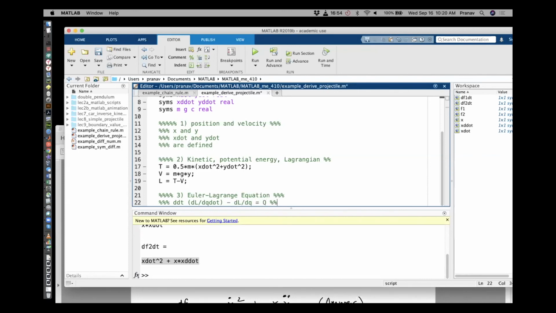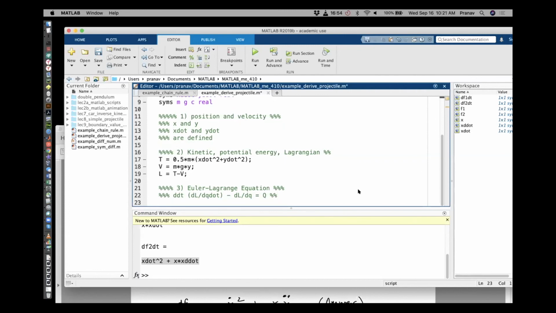Okay, so what I'm going to try to do now is take the formula I wrote down on paper and transfer it onto the computer. Since there are two variables, x and y, I'll have two equations. I'll have to write the formula twice. So let's start with the x formula. First let's get dL/dq, which is diff of L with respect to, sorry, let me call this dL/dx because I'm doing it for the x direction. So that's going to be diff(L, x).